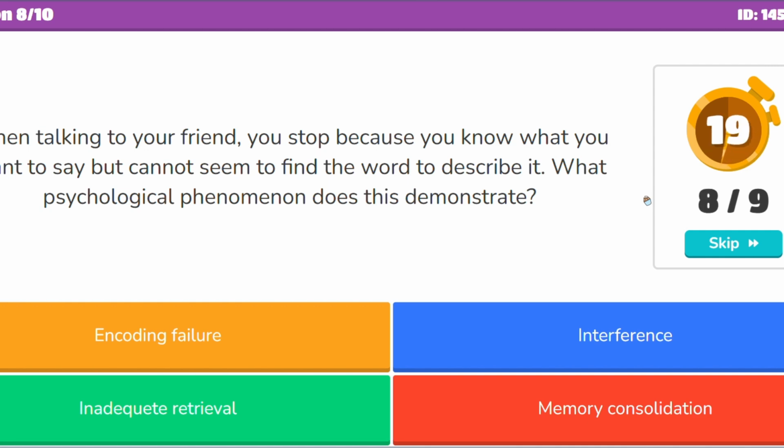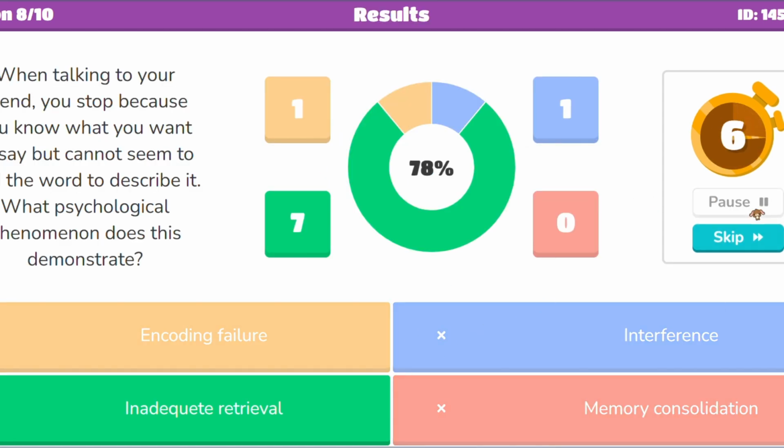Yeah, it is. Tip of the tongue phenomenon is within the umbrella term of one of these four umbrella terms. So, interference was the thing with memory where one of your memory blocks another. And encoding failure was when you didn't process the information properly.